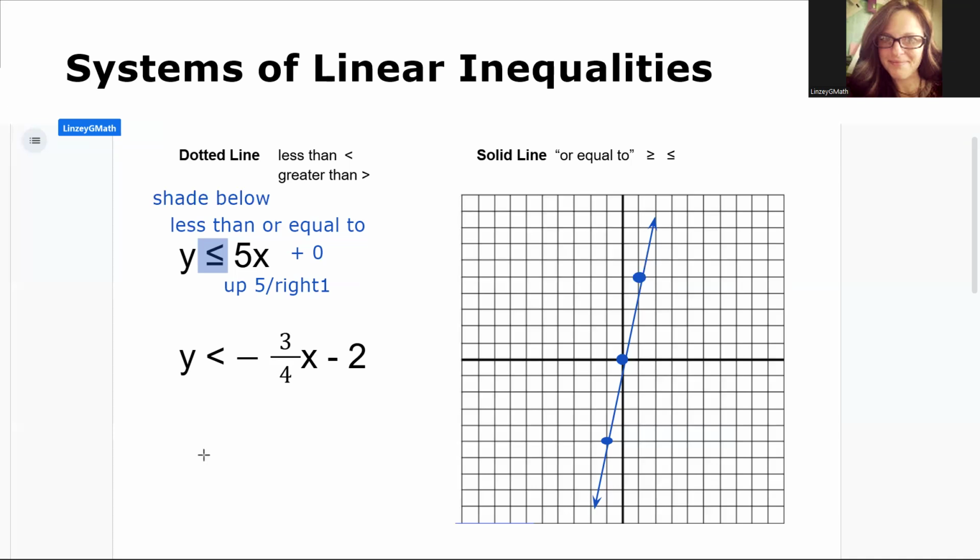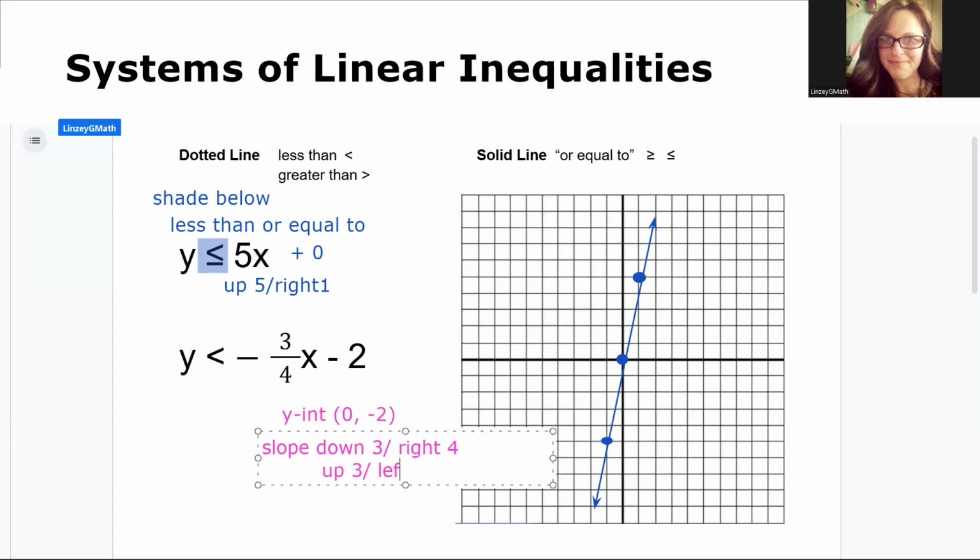Let's take a look at the second inequality. Let's start with our y-intercept, -2. And then we'll use our slope, and we'll graph a couple of points on the second line.